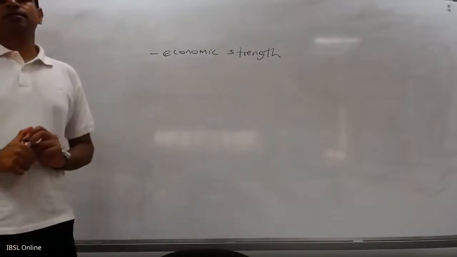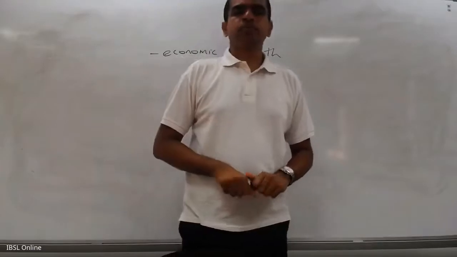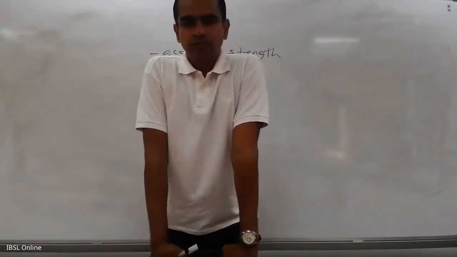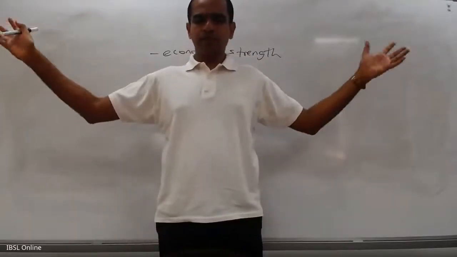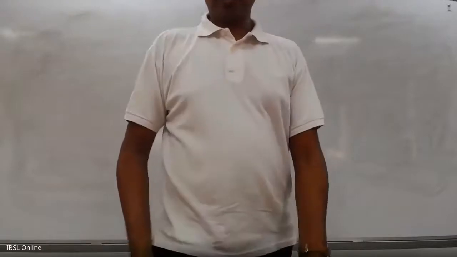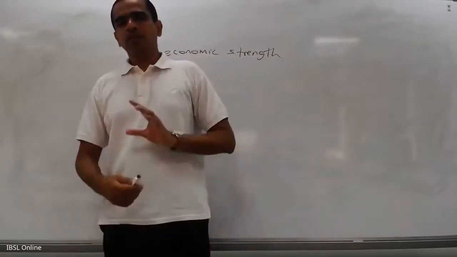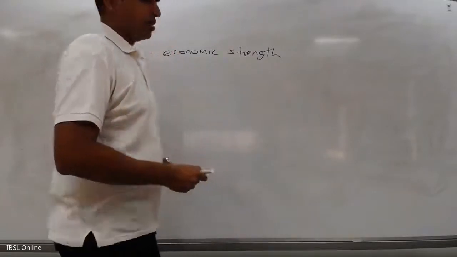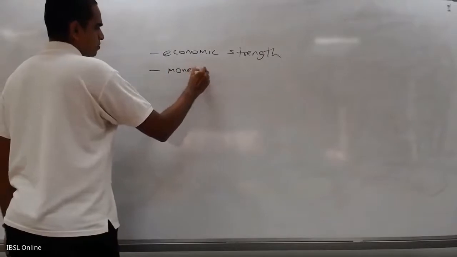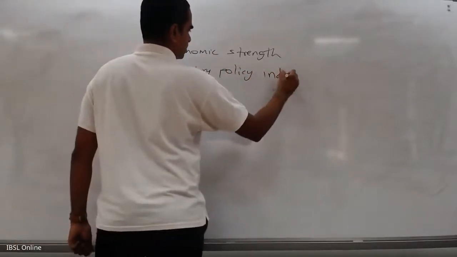Right. So what it means is, if you take countries like the US and a country like Zimbabwe, they're poles apart in terms of economic strength. Now, the implication of that is, look at what Zimbabwe did. They printed money, so you lose monetary policy independence.